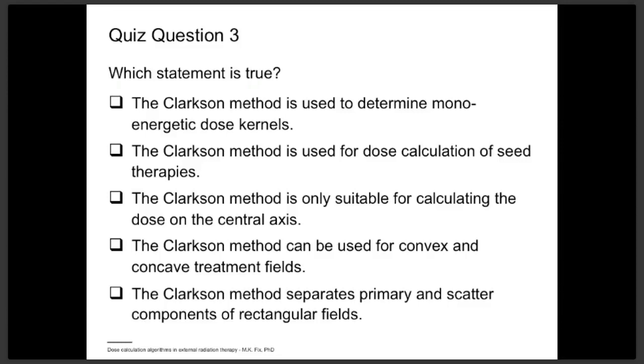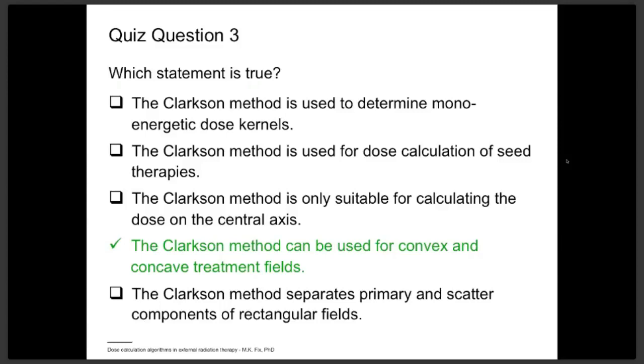Okay, thank you for answering those questions. I think everyone's had a chance to weigh in on the poll, and it looks like some answers are pretty close. Yes, okay. That's a more tricky question. So the right answer would be that the Clarkson method can be used for convex and concave treatment fields. You can have really irregular shaped ones, and the mantle field has convex parts as well as concave parts.